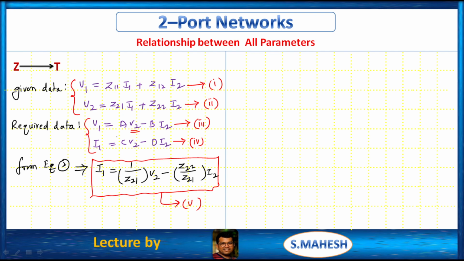From 4 and 5, you can have C is equal to 1 by Z21, and D is equal to Z22 by Z21. That's it, right?